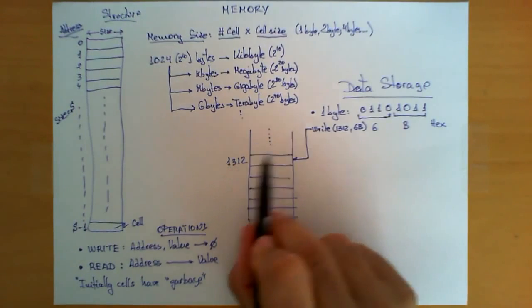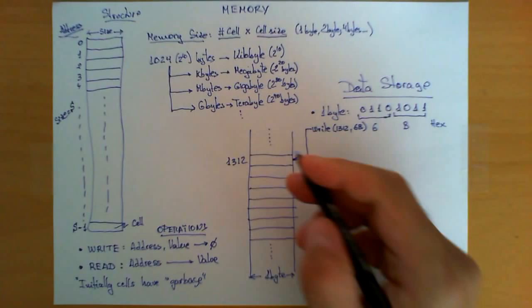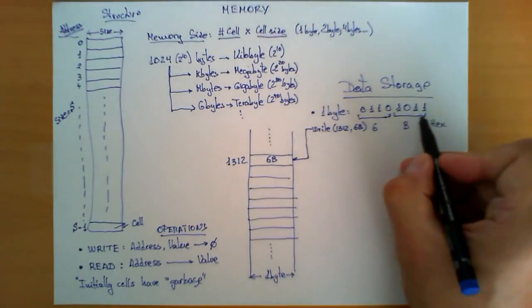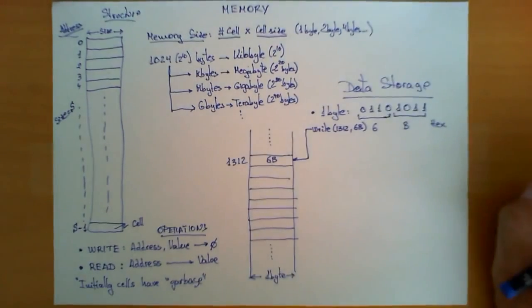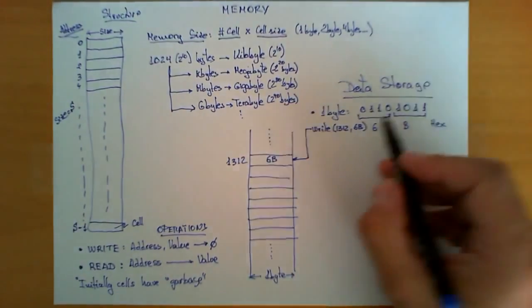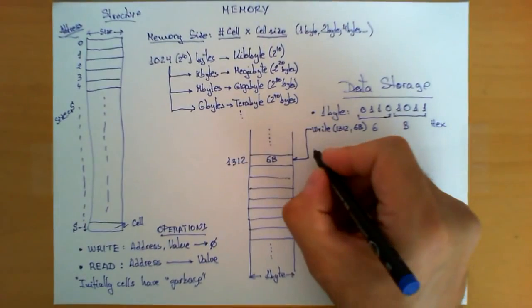In cell 1312, the address, I stored the value 6B, which is the hexadecimal representation of this byte, which corresponds with 8 bits, which is exactly the width of this cell. So this is a result of storing 1 byte in address 1312. Things get a little bit more complicated.